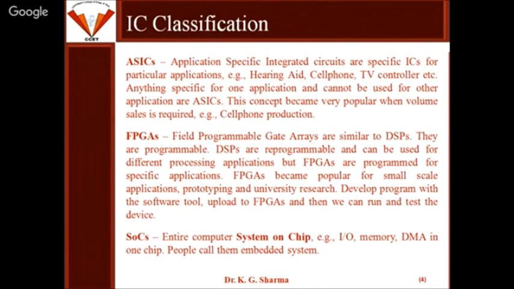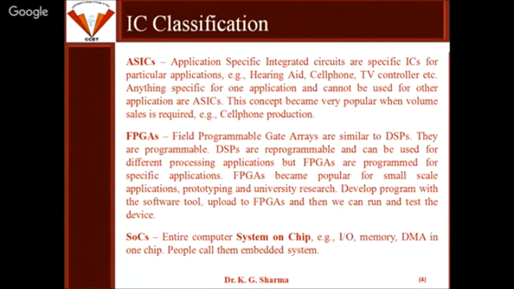FPGAs, field programmable gate arrays, are similar to digital signal processors. They are programmable. DSPs are reprogrammed and can be used for different processing and applications. But FPGAs are programmed for specific applications, and these are good for academic and industry, as well as university research applications. In that, we develop the program in some front-end tool, then we transport that program to FPGAs, and we can easily check the functionality in a real-time environment.